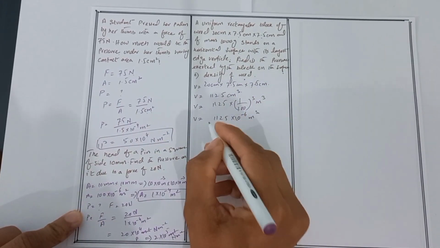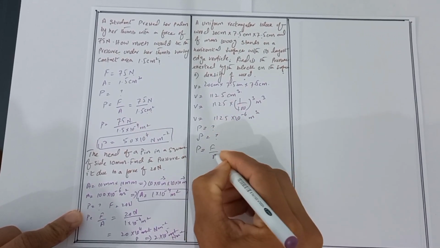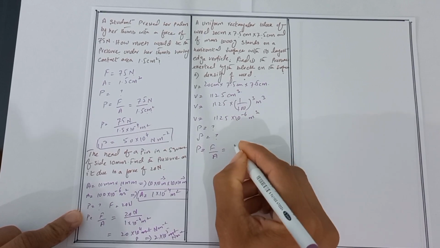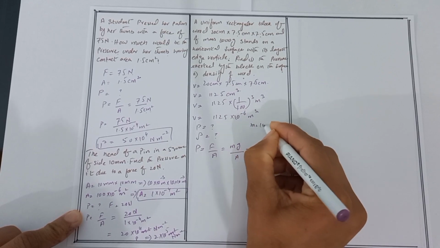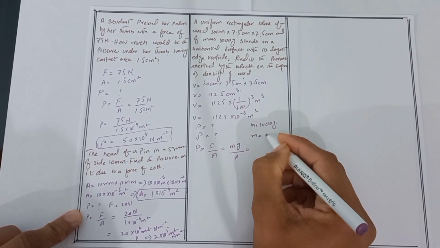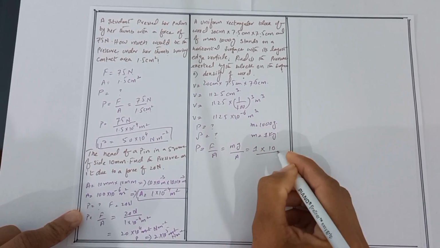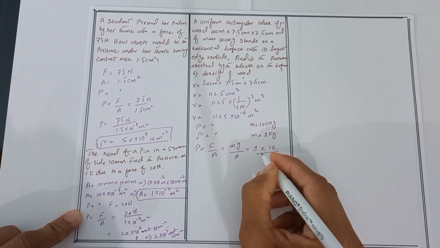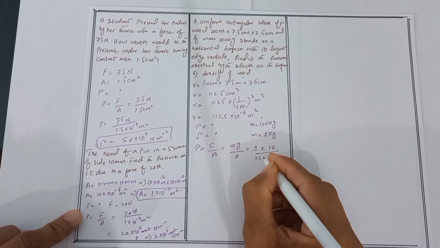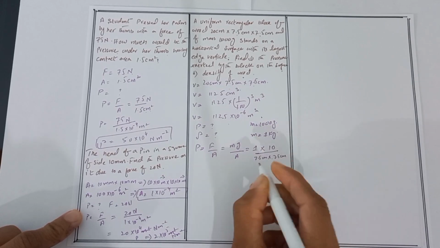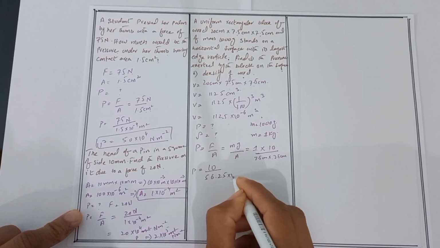Now we find the pressure and density. We know the formula of the pressure is force per unit area. The force due to its weight is equal to mg. Mass is given 1000 gram. When you convert into kg, it is equal to 1 kg. So we can write mass is 1, gravity is 10. This is the volume. Area is calculated by 7.5 centimeter multiplied by 7.5 centimeter. So when we multiply it, we get 56.25 × 10^-4.